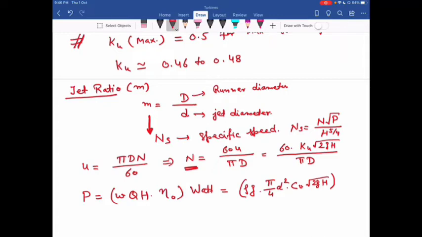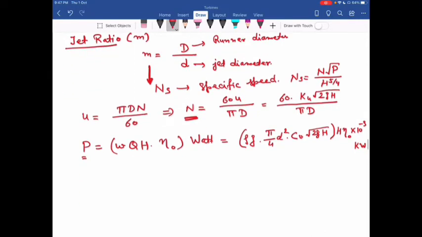Okay, this is Q, ρ, g, then Q, then I have H. Then I have the overall efficiency. Now if I want to write this in kilowatt, I have to multiply this by 10 raised to the power minus 3. Then this term is in kilowatt. So this is the formula for P. Now I have P and I have N, so I put these two values in the formula of Ns.